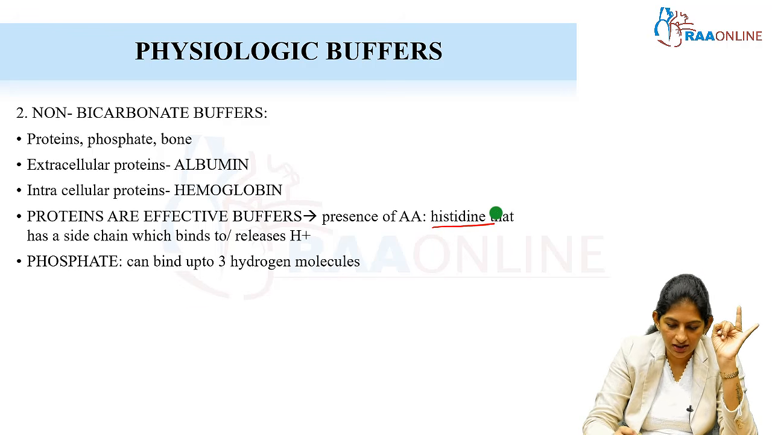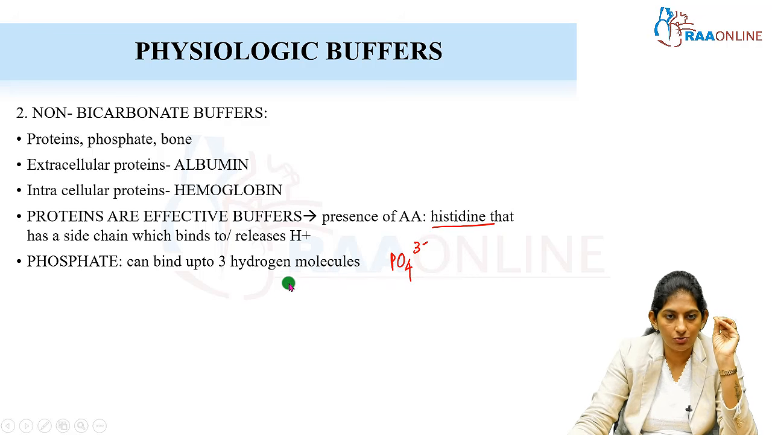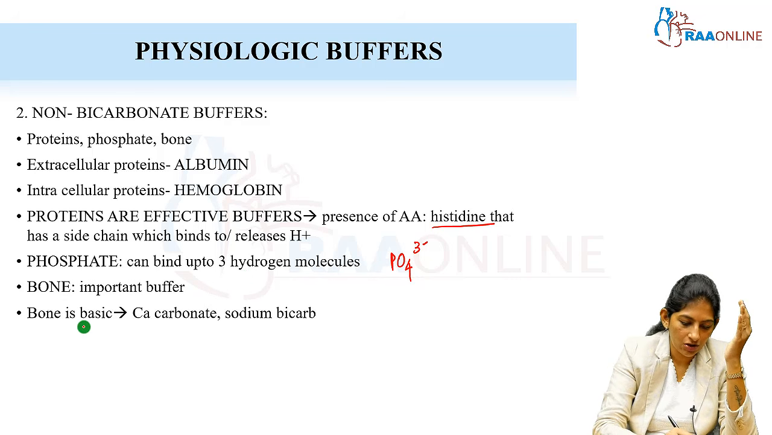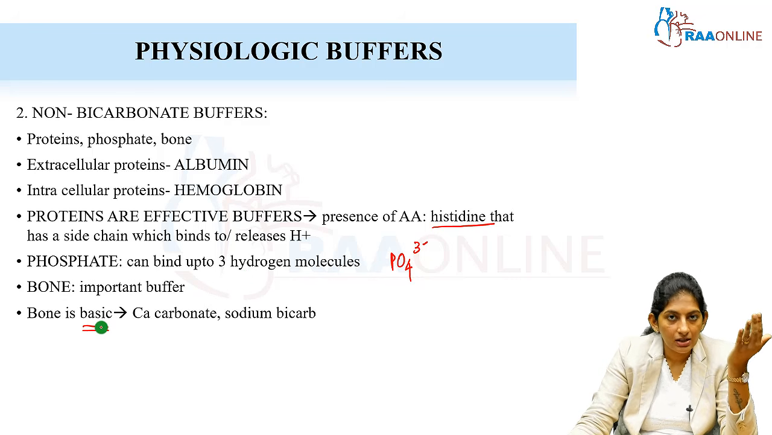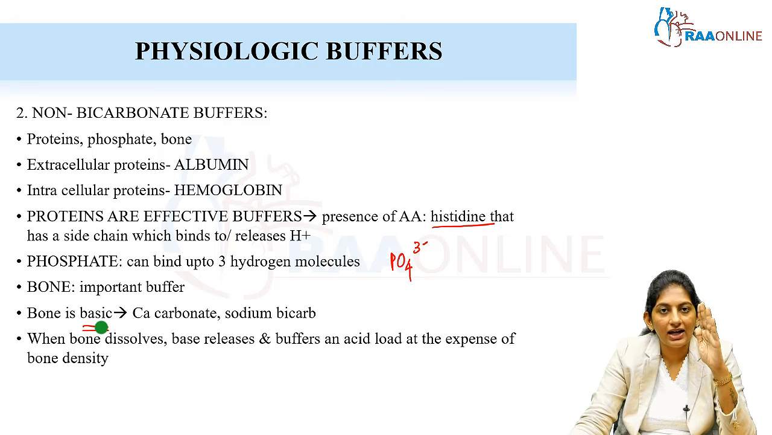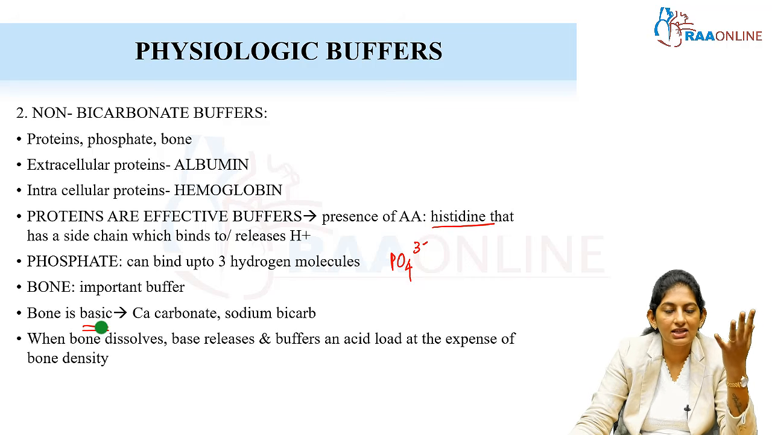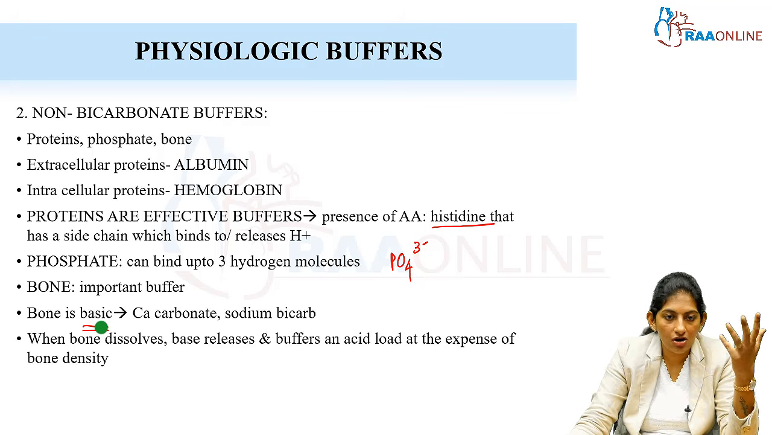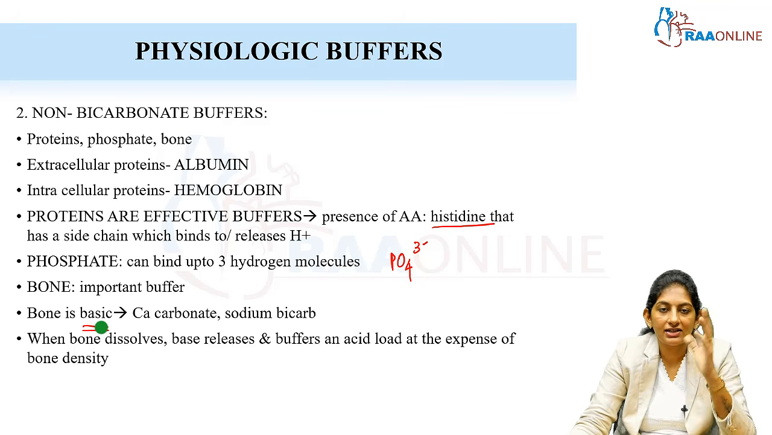Next comes phosphate. Phosphate, we know, can bind up to 3 hydrogen ions. And bone is also an important buffer. Bone acts as a base because of the presence of bicarbonate, that is, calcium carbonate and soda bicarb. Bone can dissolve, and when it dissolves it releases the base and buffers an acid load at the expense of its density.